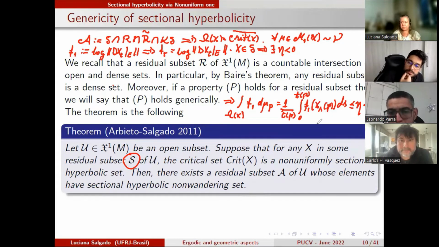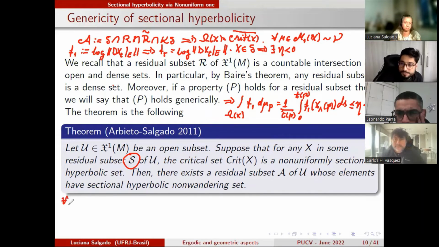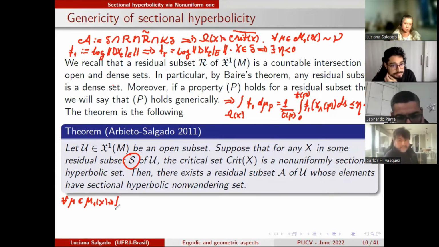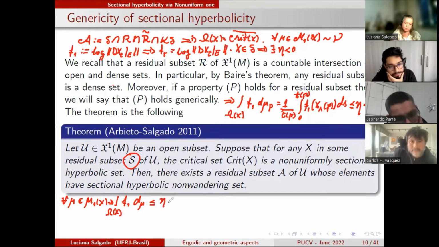Because by definition, you use the ergodic general density theorem of Mañé, which I have made a proof of in this paper too, and for all μ we have the integral over the non-wandering set of f1 dμ less than or equal to η, which is less than 0.